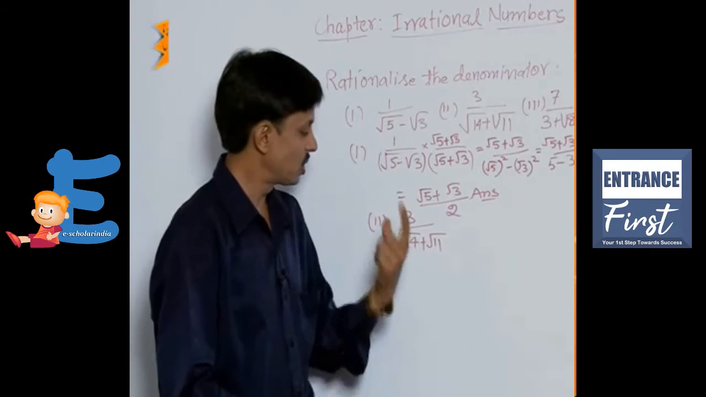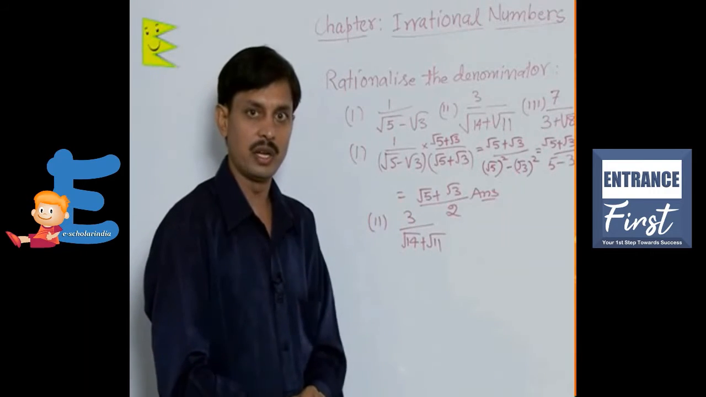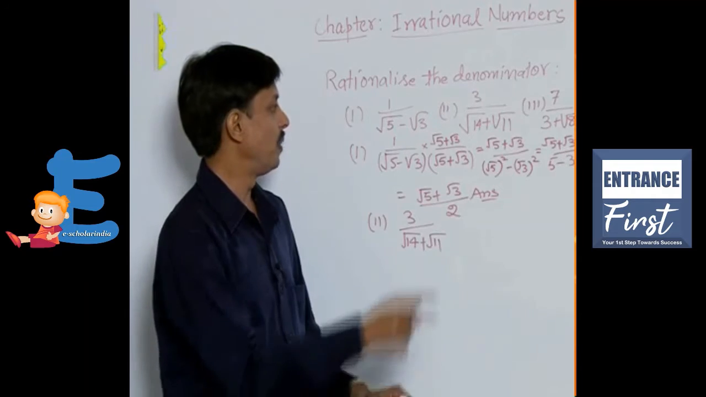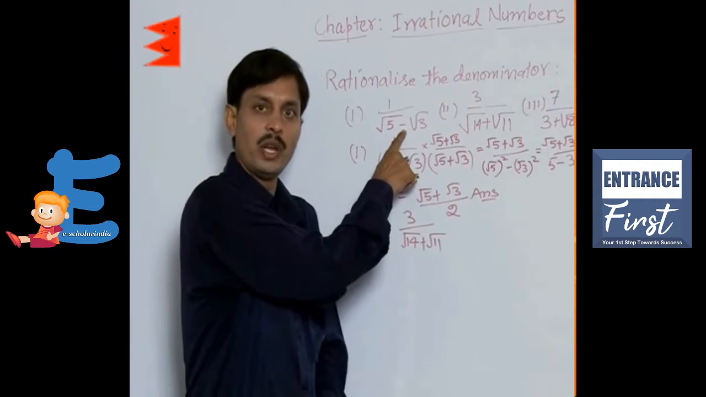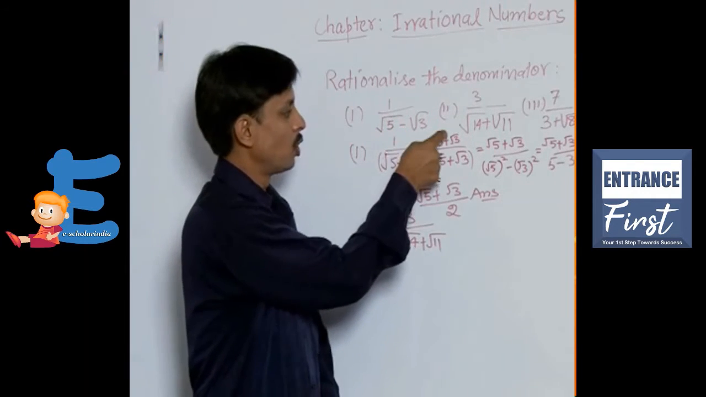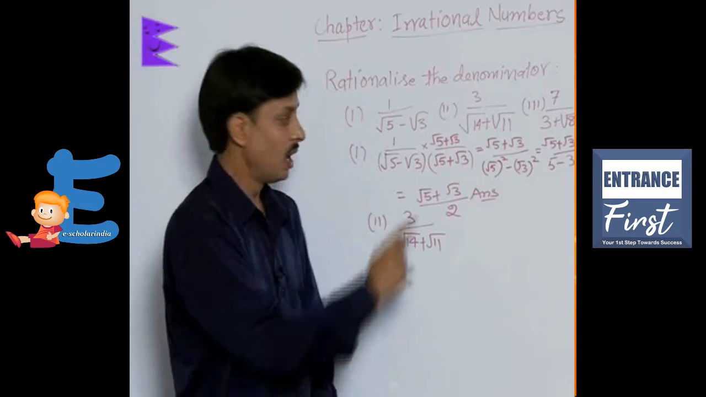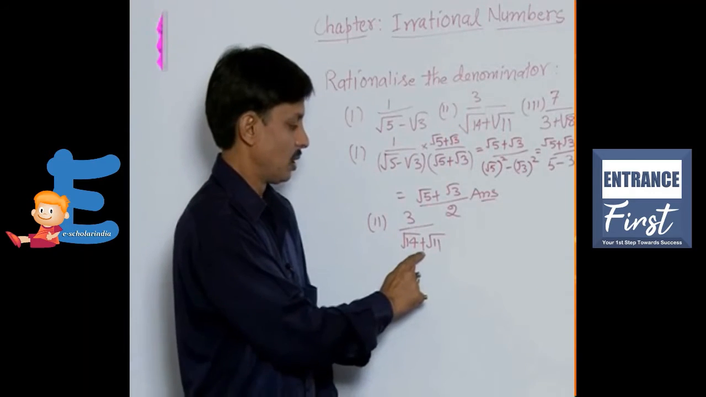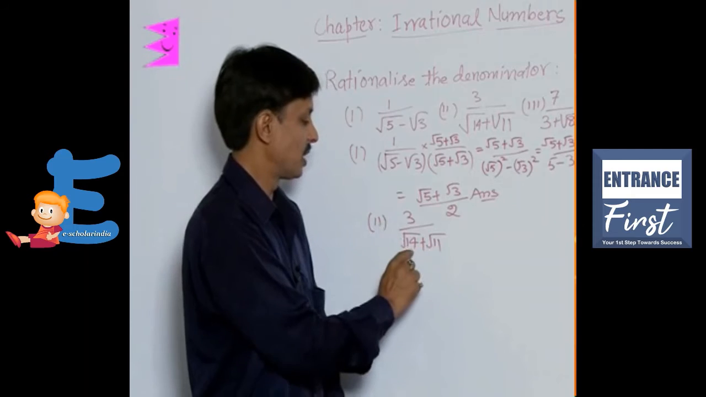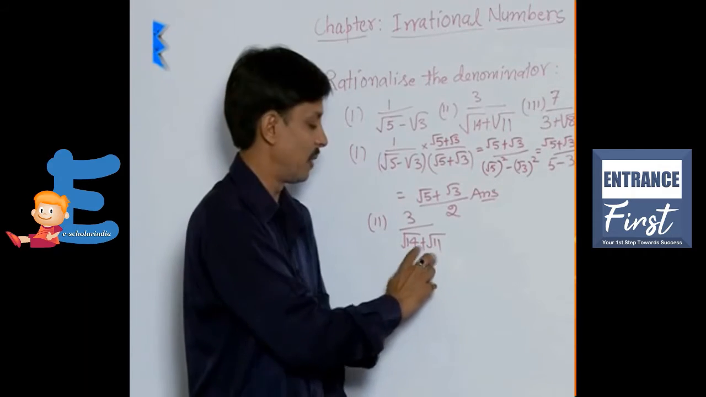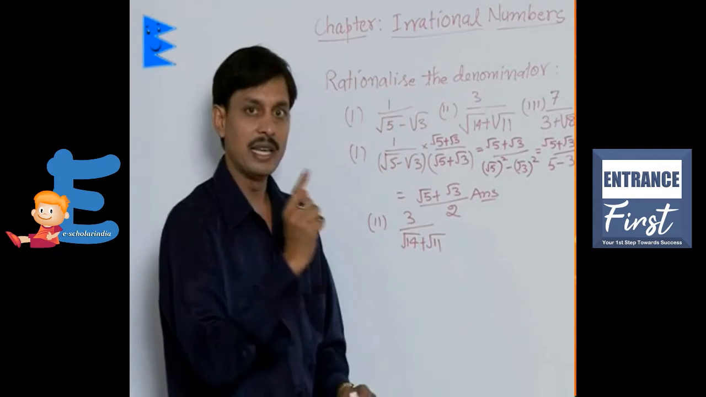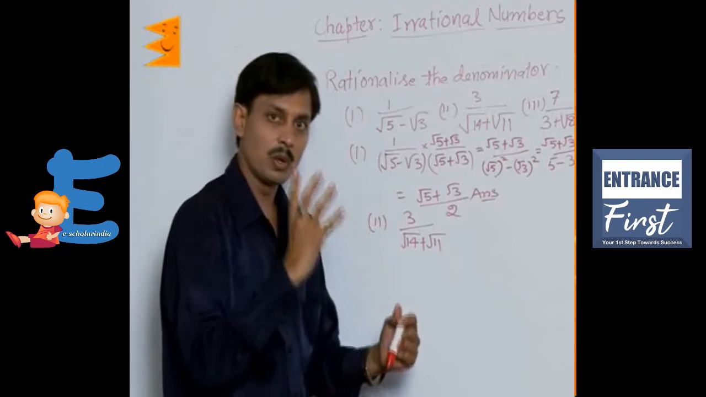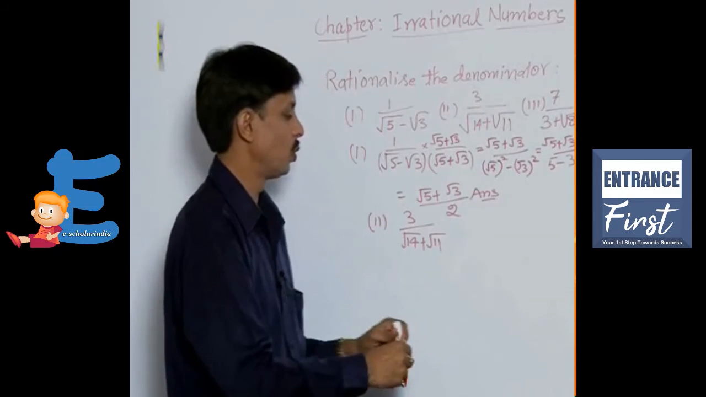We look, we search, we find the conjugate. What is the conjugate? In the previous example, the sign between the two terms was negative, so the conjugate was taken as positive. Here in the second example, the sign between root 14 and root 11 is positive. So I say the conjugate will be root 14 minus root 11.